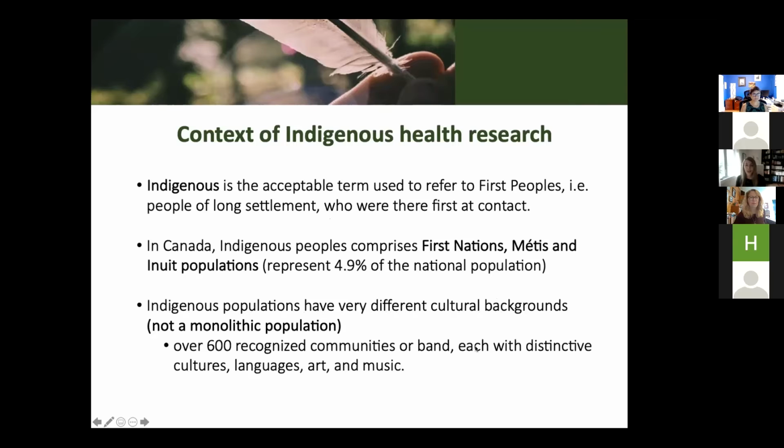Okay, so I don't know how familiar you are with Indigenous health research, so I'm going to start with some really basics about this kind of research. In Canada, Indigenous is the accepted term that is used to refer to First Peoples, and by this we mean people of long settlement who were there first at contact. In Canada, Indigenous people comprise First Nation, Métis, and Inuit populations, which represent roughly 4.9% of the national population.